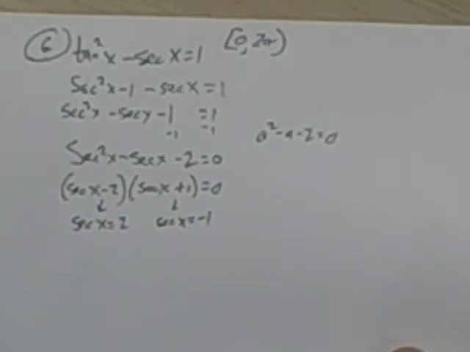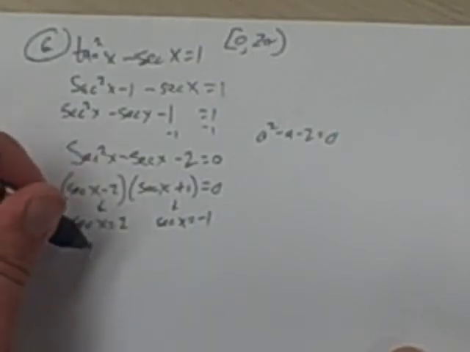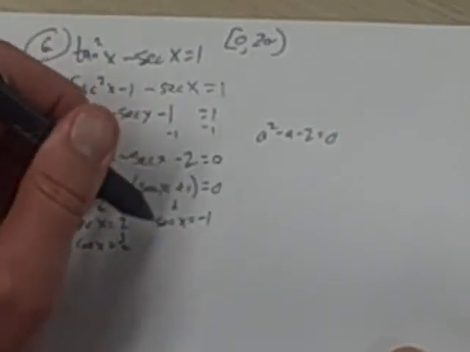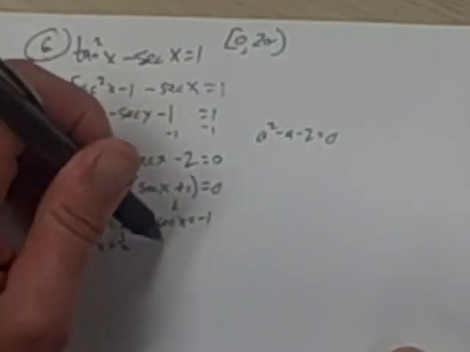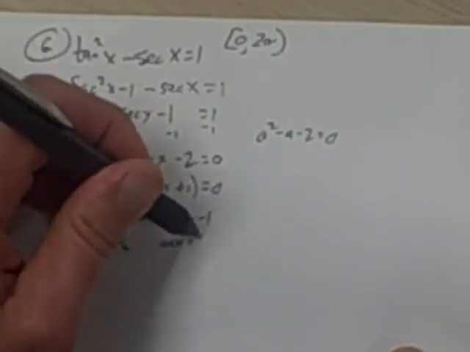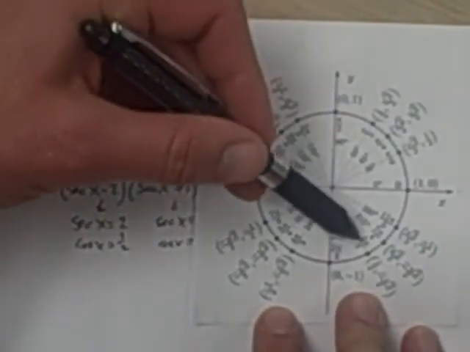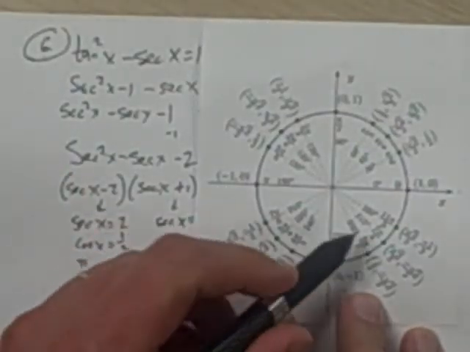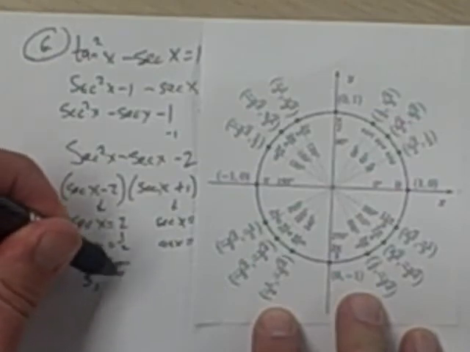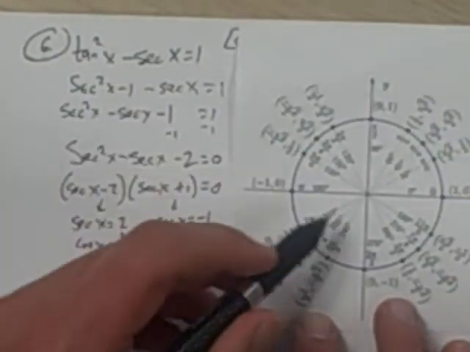The other thing that I know about secant is that secant is 1 over cosine. So if secant x is 2, that means that cosine of x is 1/2. And same with if secant x is negative 1, that means cosine x is negative 1 over 1, which is also negative 1. And I could just look that up if I didn't have it memorized. Cosine is positive 1/2. It's here and here, those x values. So this is going to give me pi over 3 and 5 pi over 3. And when x is negative 1, it's right here at pi. And there are my solutions.